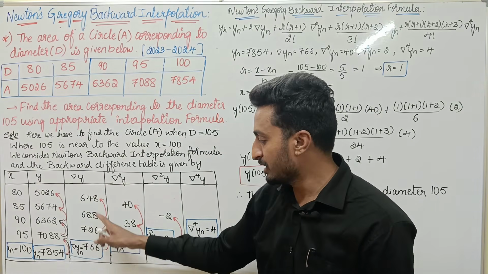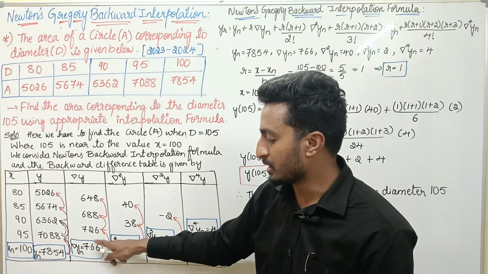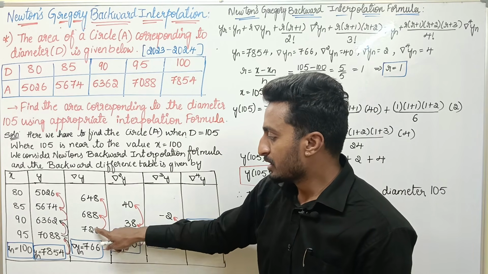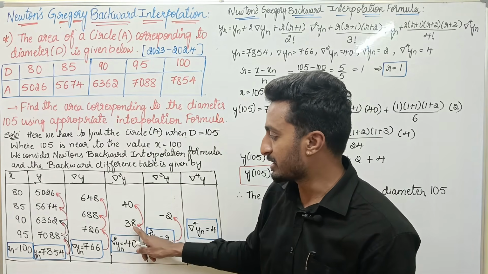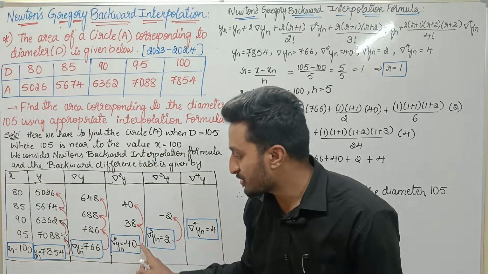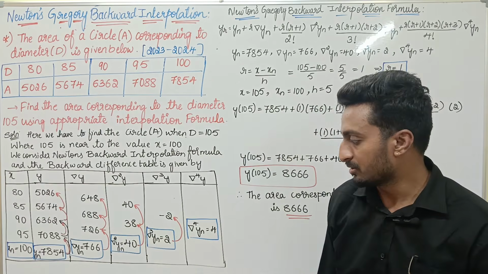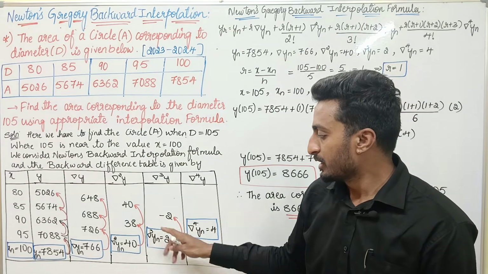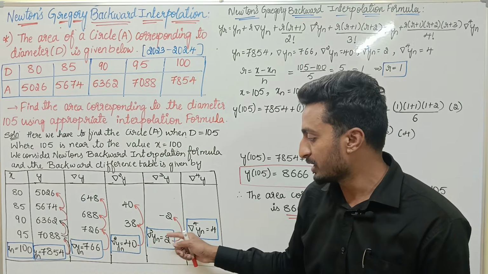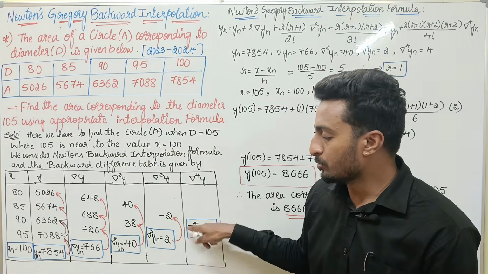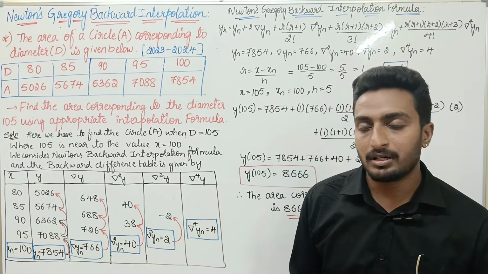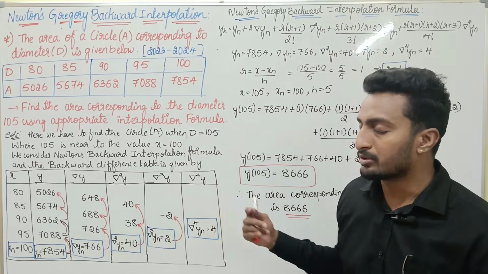Repeating the procedure from last to first: 766 minus 726, represent the value; 726 minus 688, represent the value; 688 minus 644, represent the value. Consider the last value as backward square of yn. Similarly, repeating, you get 2 and 2. This we represent as backward cube of yn, that is 2. If you subtract 2 minus 2, you get 4, which we represent as backward power of 4 of yn equal to 4.